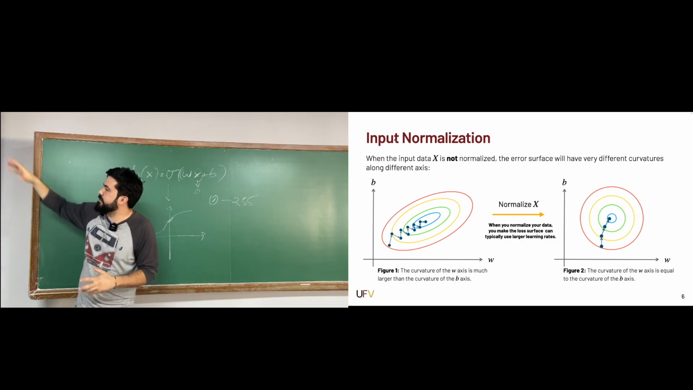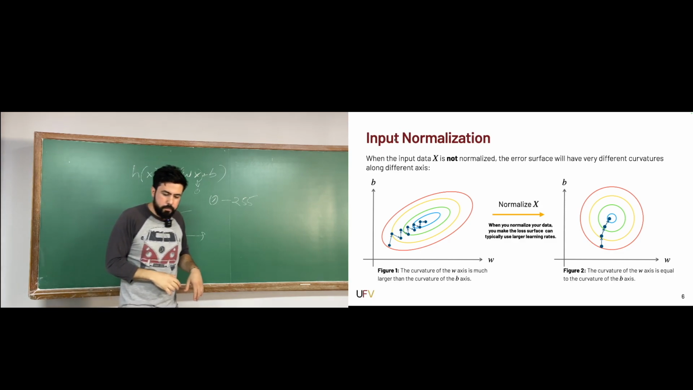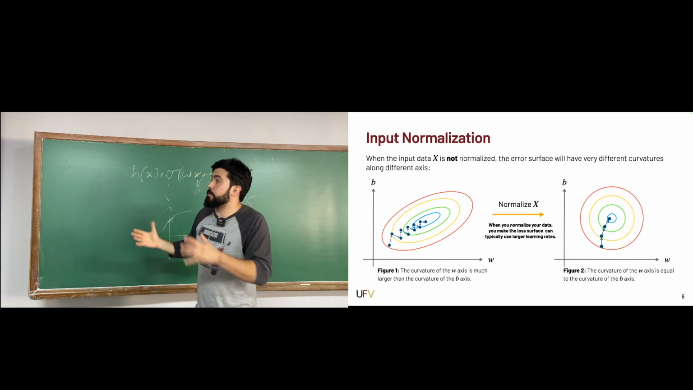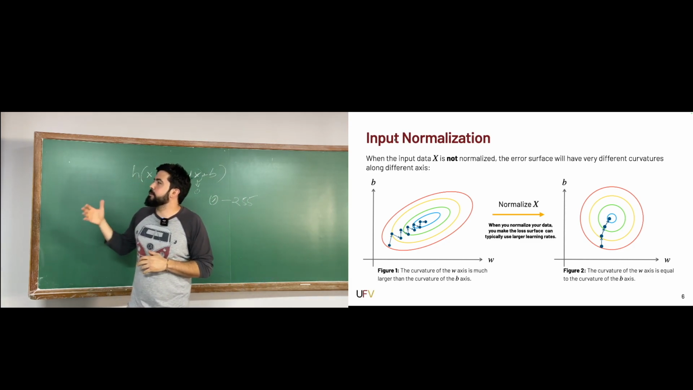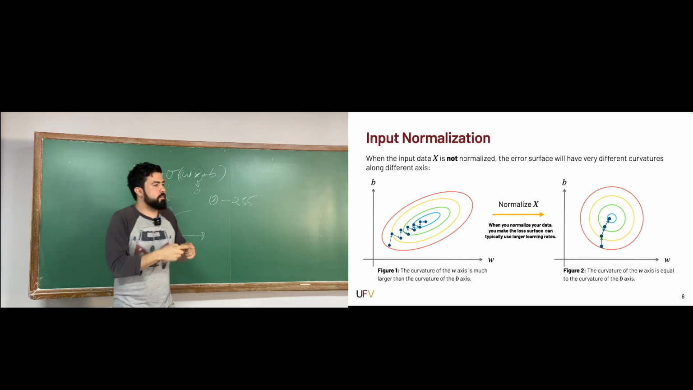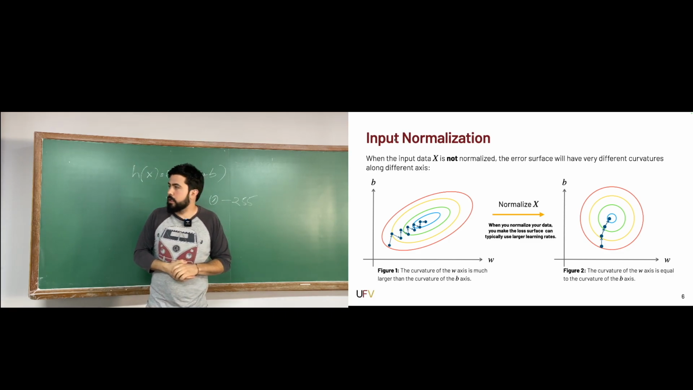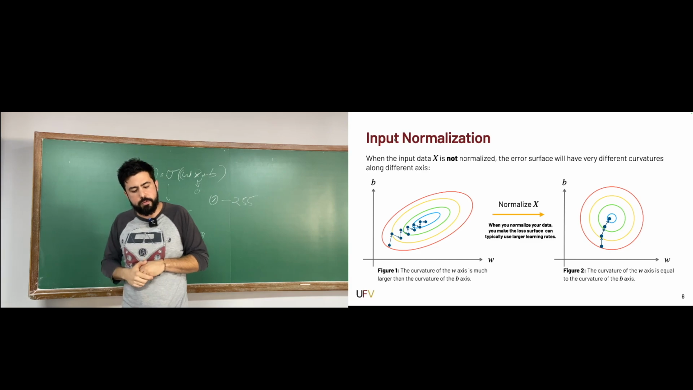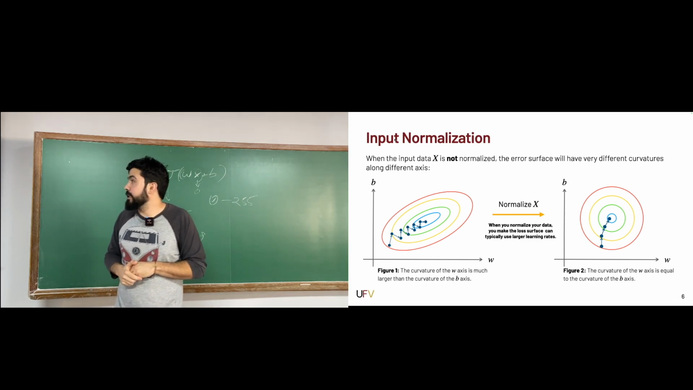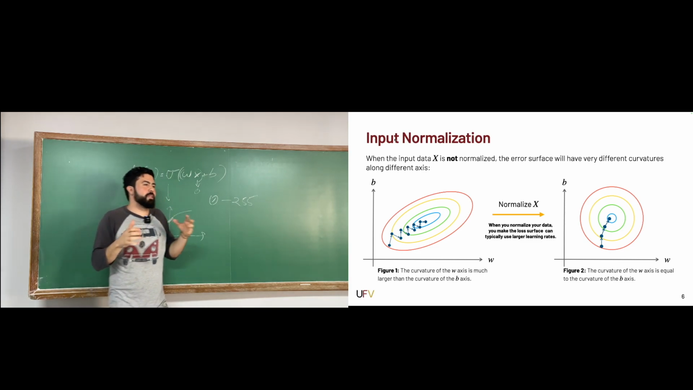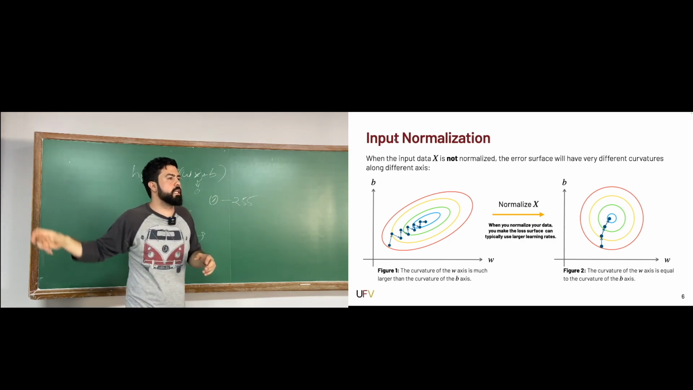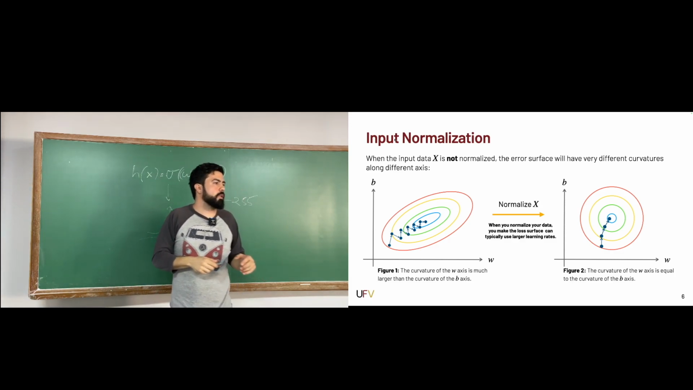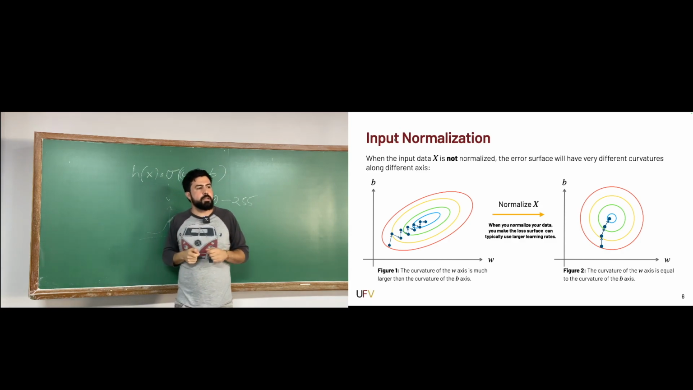and when it's normalized, then you get this very nice looking curvature for both of the dimensions or axes here, and then in practice you can take just large steps to get to the minimum. And in terms of implementation, what this means is you can pretty much use larger learning rates when your data is normalized. Okay?